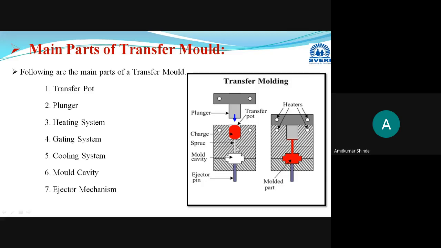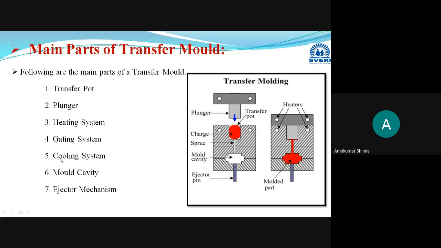Depending on that channel, the transfer molding process is classified into pot type and plunger type. When only a sprue is used, it is pot type, and when gates and runners, like horizontal channels, are used, it is termed the plunger type transfer molding process. So the function of the gating system is to transfer the charge or preform in the liquid stage or semi-solid stage into the mold cavity.